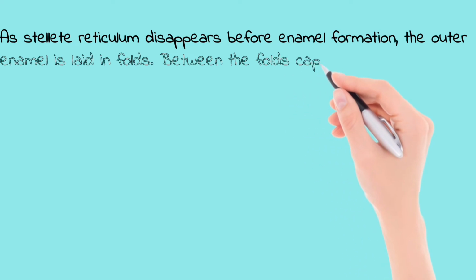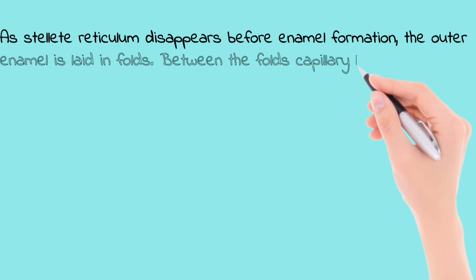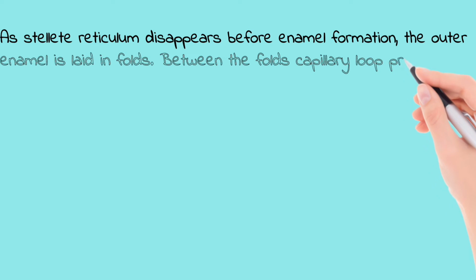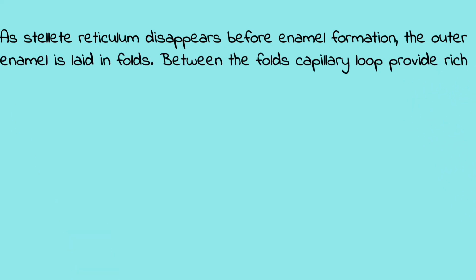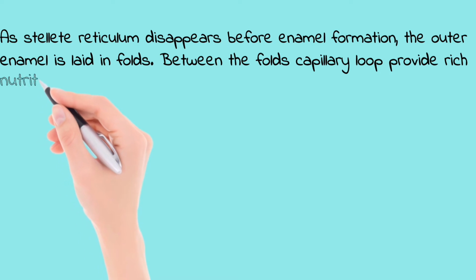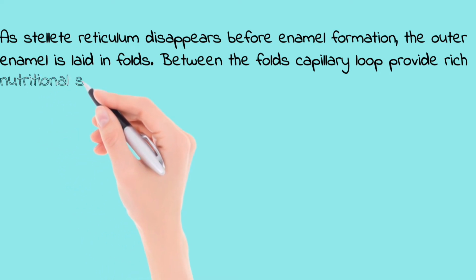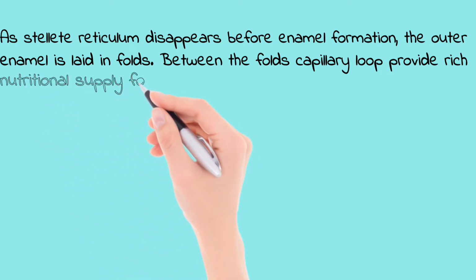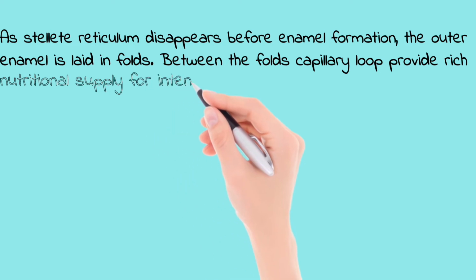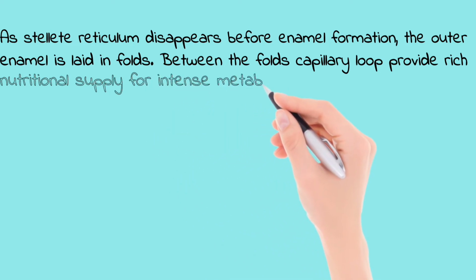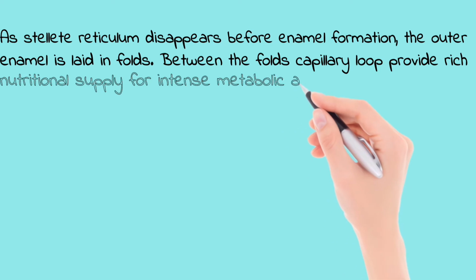Next, we have to study that as the inner enamel epithelium begins to form the enamel, the peripheral mesenchymal cells of the dental papilla differentiate into odontoblasts, and they later form the dentin.